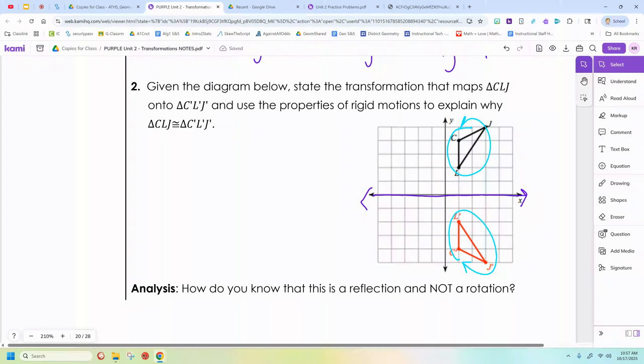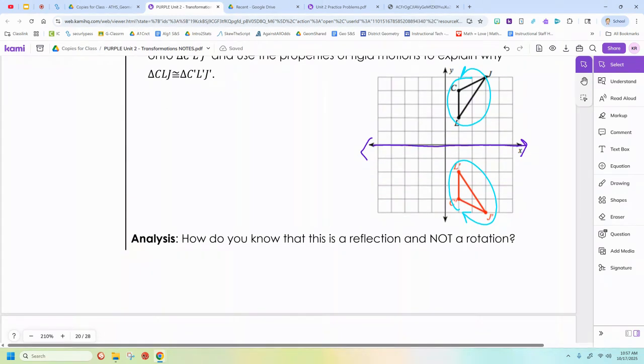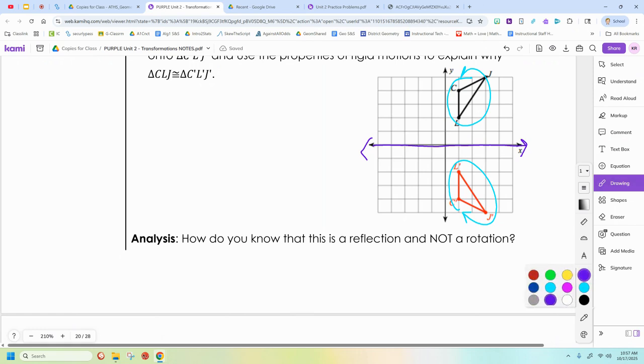So let's answer the question on the bottom. How do you know that this is a reflection and not a rotation? Because the orientation is not, and you have two words you can choose from. You can either say maintained or preserved. Which word do you guys like better? Maintained or preserved? I like preserved. Is that okay with you guys? Okay, not preserved. Okay, so that's how we know.